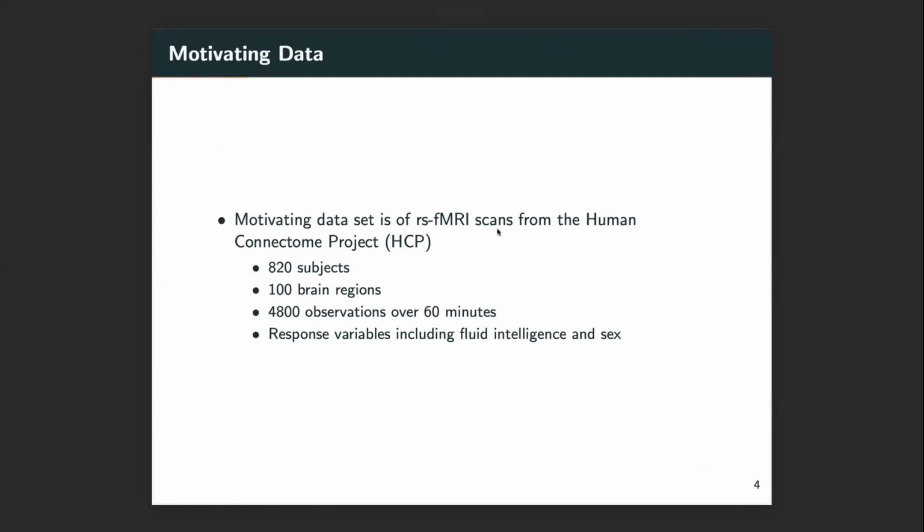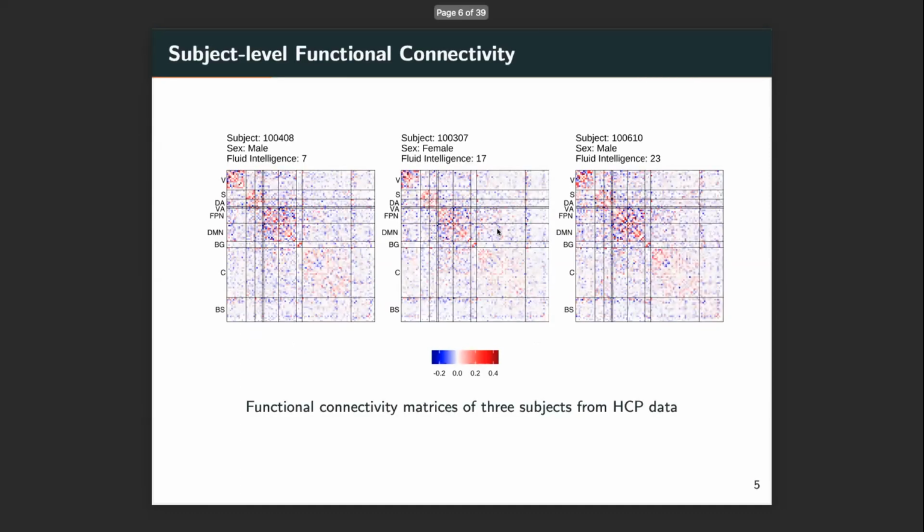Just an introduction to our motivating data set here. We're looking at data from the Human Connectome Project on resting state fMRI scans. In this data set, we have 820 subjects, and we look at 100 brain regions, and we get fMRI BOLD signals, which are a measure of blood flow, over 60 minutes, resulting in 4,800 observations. We also record two response variables, fluid intelligence and sex. Three of those subjects are illustrated here.